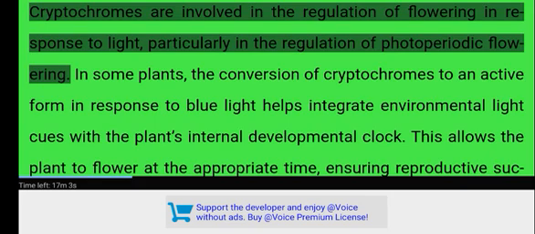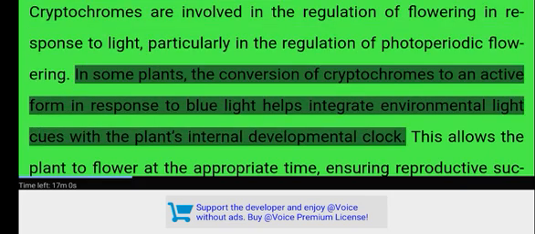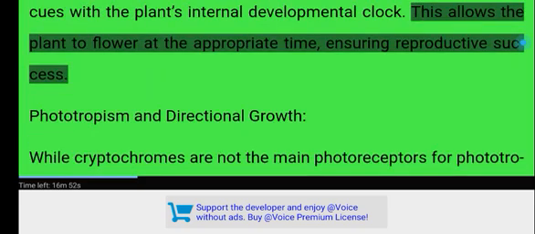Regulation of flowering time. Cryptochromes are involved in the regulation of flowering in response to light, particularly in the regulation of photoperiodic flowering. In some plants, the conversion of cryptochromes to an active form in response to blue light helps integrate environmental light cues with the plant's internal developmental clock. This allows the plant to flower at the appropriate time, ensuring reproductive success.